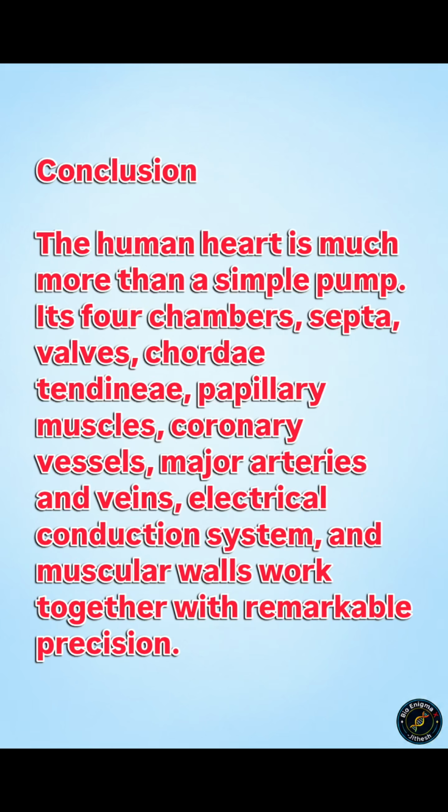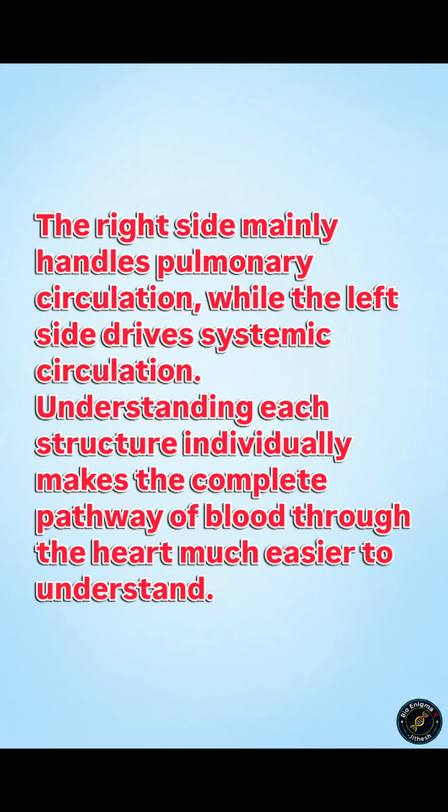Conclusion: the human heart is much more than a simple pump. Its four chambers, septa, valves, chordae tendineae, papillary muscles, coronary vessels, major arteries and veins, electrical conduction system, and muscular walls work together with remarkable precision. The right side mainly handles pulmonary circulation, while the left side drives systemic circulation. Understanding each structure individually makes the complete pathway of blood through the heart much easier to understand.